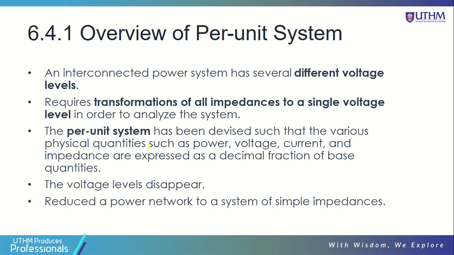So the per unit system has been devised such that the various physical quantities such as power, voltage, current, and impedance are expressed as a decimal fraction of a base quantity. This is the per unit. The voltage level will disappear in the diagram, so it reduces a power network to a system of simple impedances.